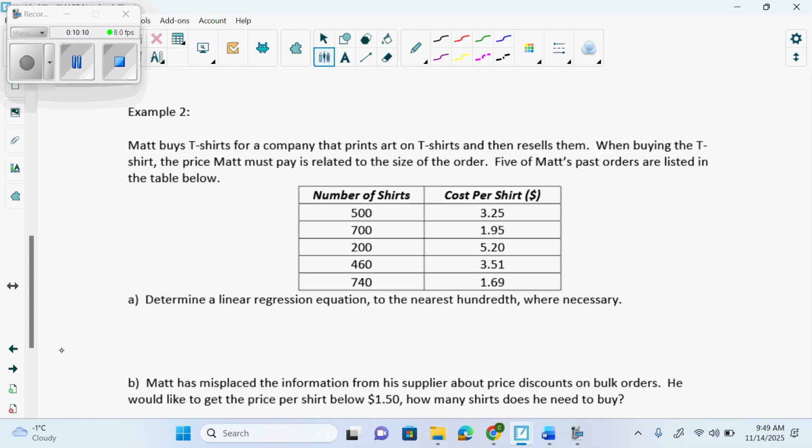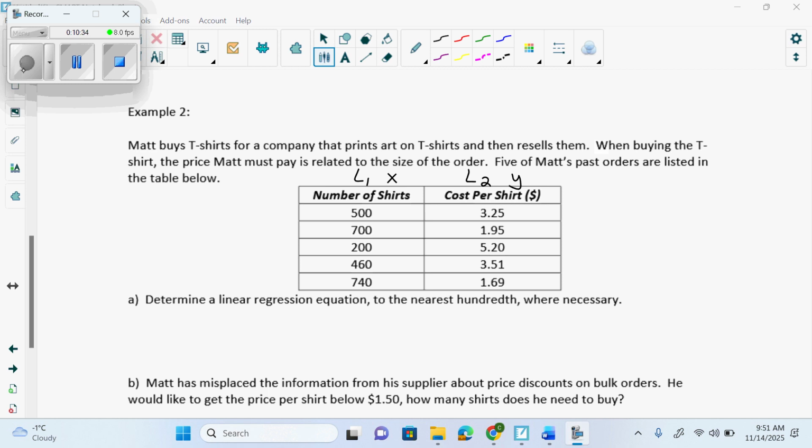Let's read this question. Matt buys t-shirts for a company that prints art on t-shirts and then resells them. When buying the t-shirt, the price Matt must pay is related to the size of the order. 5 of Matt's past orders are in the table below. So this is going to be our list 1, our X, and this can be our list 2, our Y. Go. Does everyone have the data in? And you look and your list 1 and your list 2 are the same length.